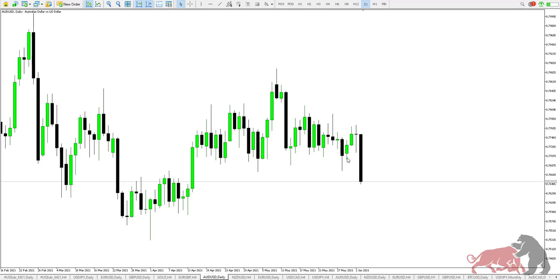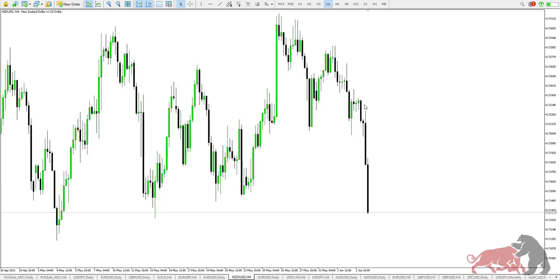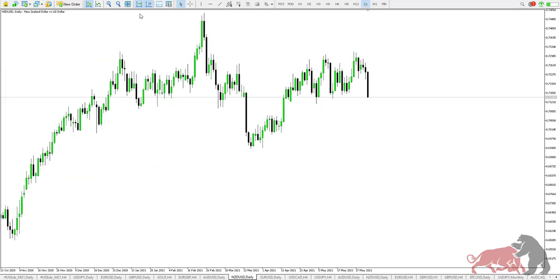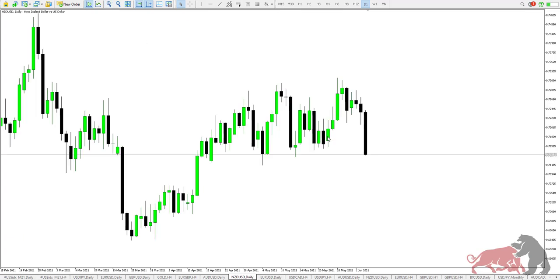This is a daily candle. You can see how Monday, Tuesday, Wednesday traded inside into premium, drop, base. Now we've got another drop. You come to New Zealand dollar, same thing happened, right? The same thing happened. So this is Monday, Tuesday, Wednesday, and then it was already falling.